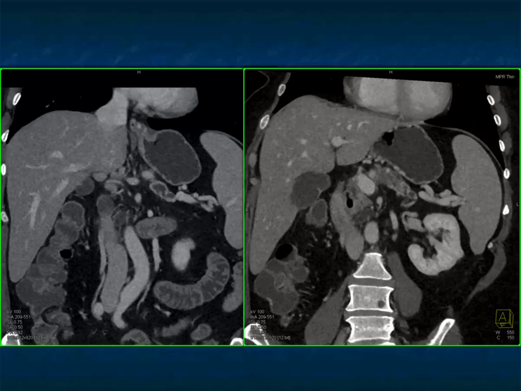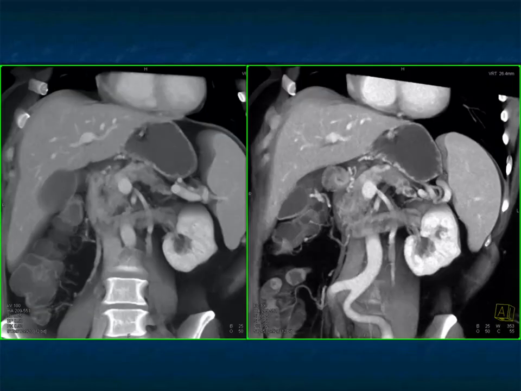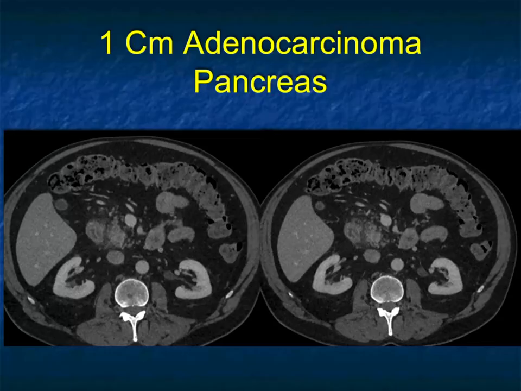These days, almost everybody gets chemotherapy, so you'll get chemotherapy followed by surgery. You'll get a distal pancreatectomy, very nicely shown in this example. And again, the importance of the dilated duct, and then the tumor showing up very nicely.